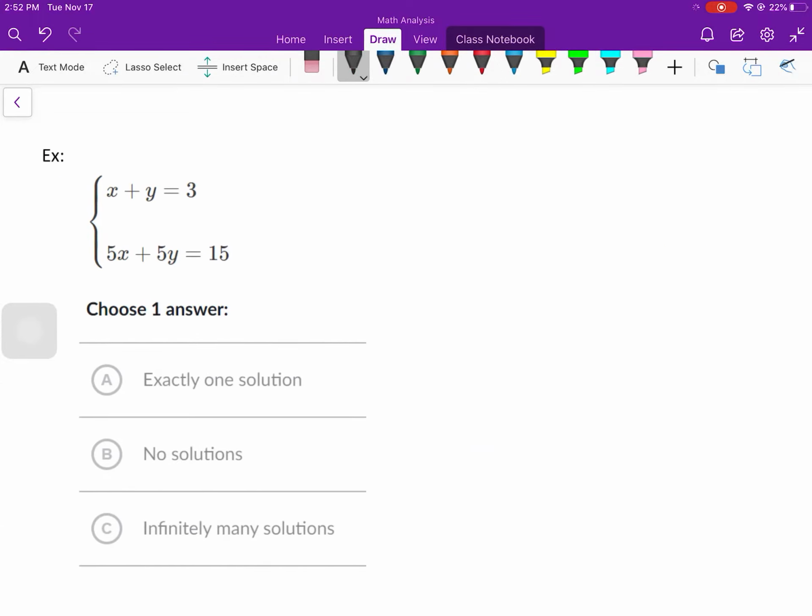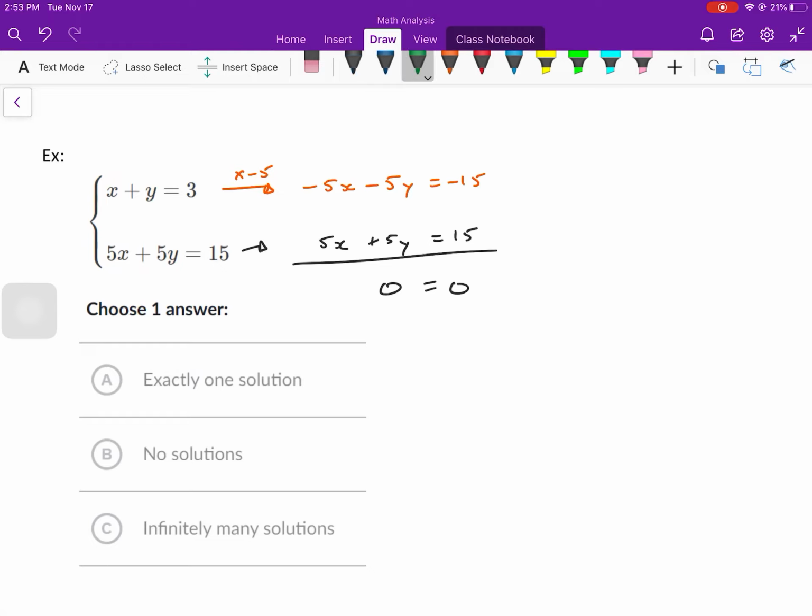Let's take a look at this one. So I'm going to multiply the top one by negative 5. That would be the best way. You can also multiply the bottom by negative 1/5 if you want to, but that deals with fractions, so you don't have to do that. So negative 5x minus 5y equals negative 15. On the bottom, we'll keep it the same. 5x plus 5y equals 15. Add straight down. You get 0 equals 0. Now, that's finally a true statement, so that's infinitely many solutions.